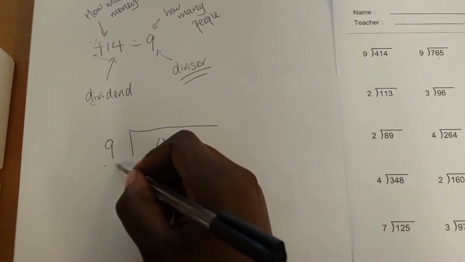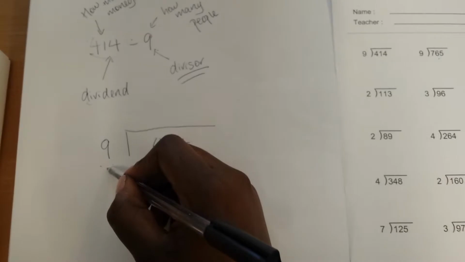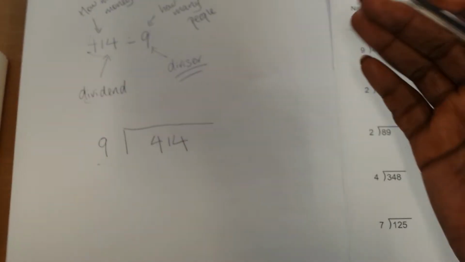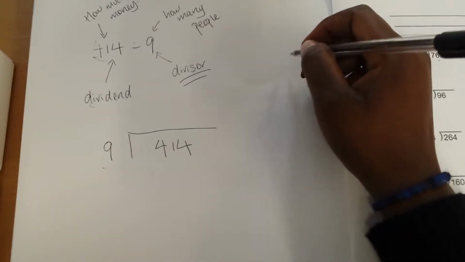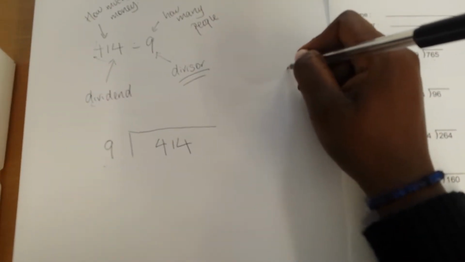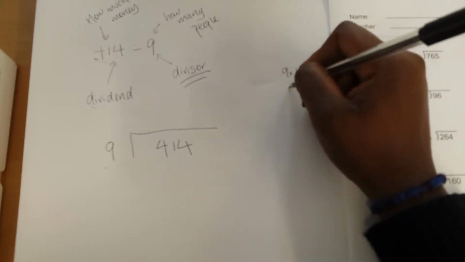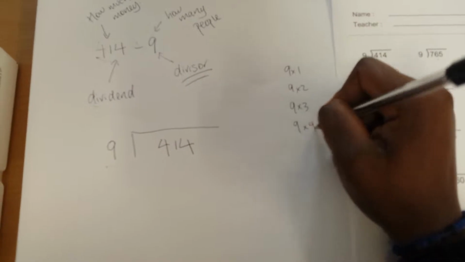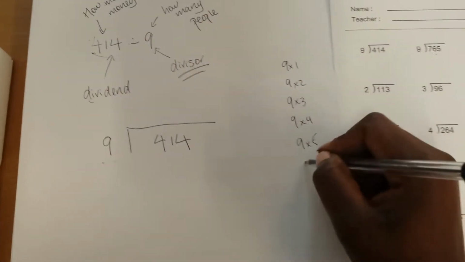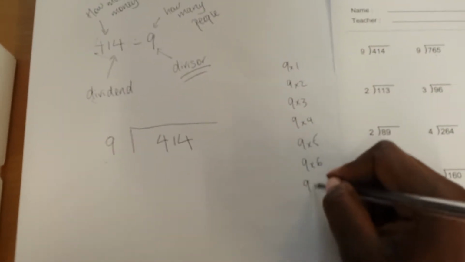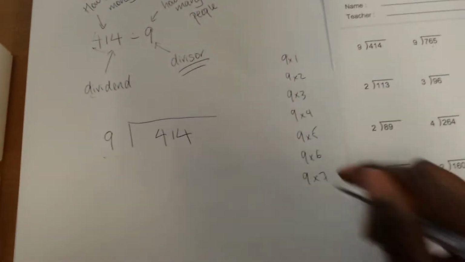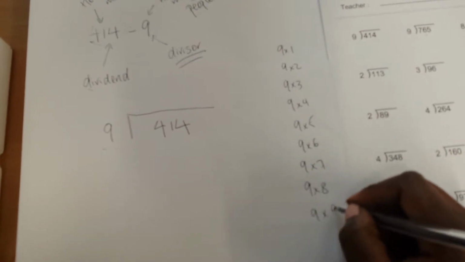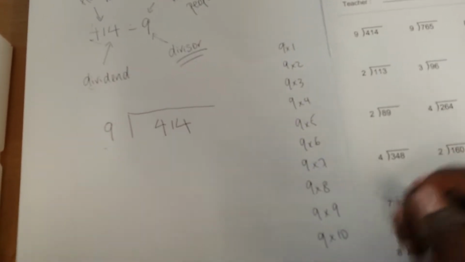Now, it's at this point, especially if you're not confident with your times tables, that I would write down the times tables down the side so that it's there to help you. Up to 10 will be fine. So I'm going to do 9 times 1, 9 times 2, 9 times 3, 9 times 4, 9 times 5, 9 times 6, 9 times 7, 9 times 8, 9 times 9, and 9 times 10.